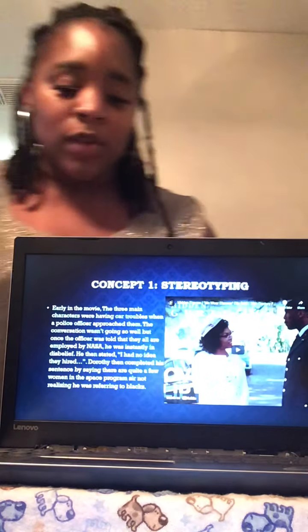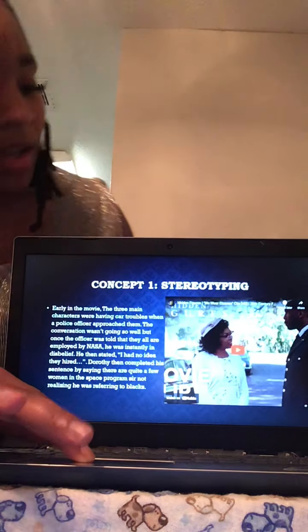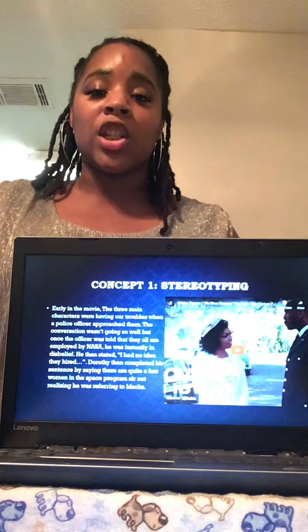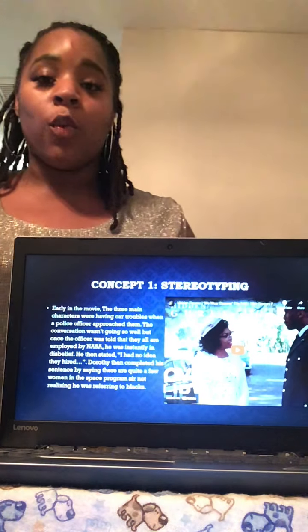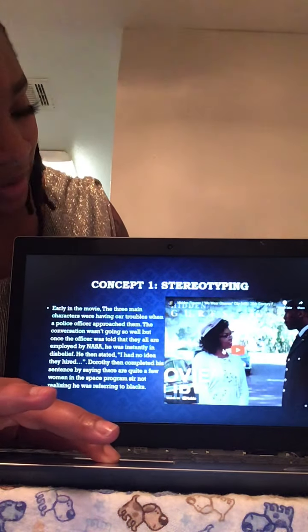This other scene is one of my favorite scenes. You'll see that the military gentleman is stereotyping women. Let's see.